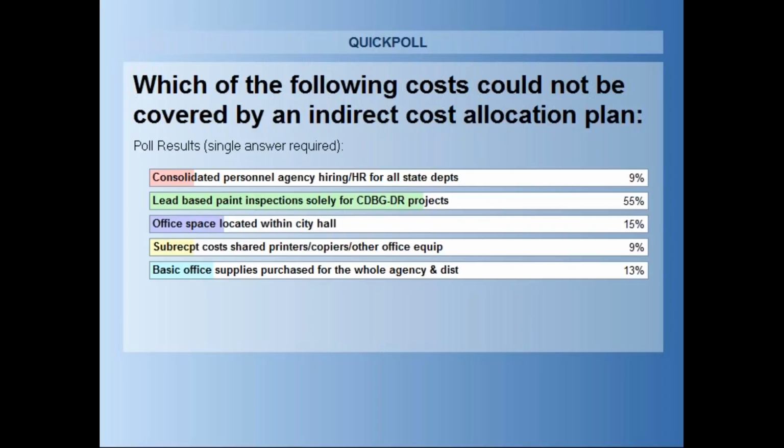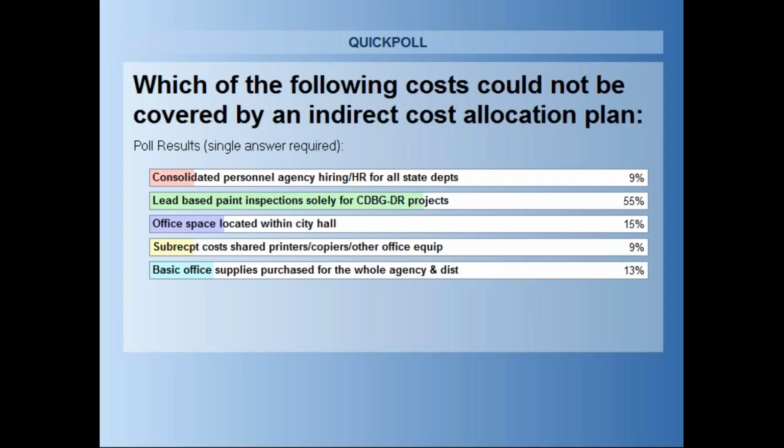We have 9% voted with the Consolidated Personnel Agency. 55% voted lead-based paint inspections only for the DR projects. 15% voted the office space located within City Hall. 9% voted the subrecipient costs for shared printers and copiers. And 13% voted basic office supplies purchased for the whole agency. Okay, great. So let's go through all of them.